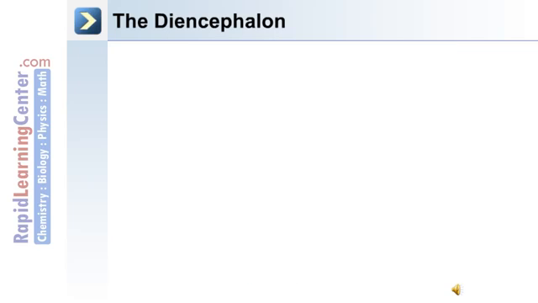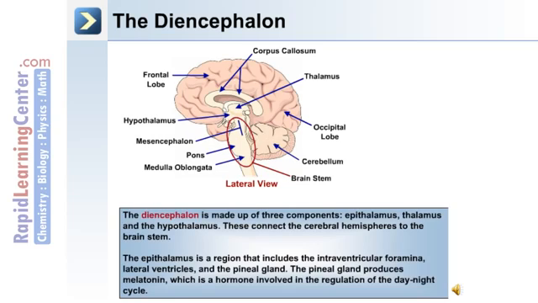Near the limbic system is the diencephalon. The diencephalon is made up of 3 components: the epithalamus, the thalamus, and the hypothalamus. These connect the cerebral hemispheres to the brainstem. The epithalamus is a region that includes the intraventricular foramina, lateral ventricles, and the pineal gland. The pineal gland produces melatonin, which is involved in the regulation of the day-night cycle.